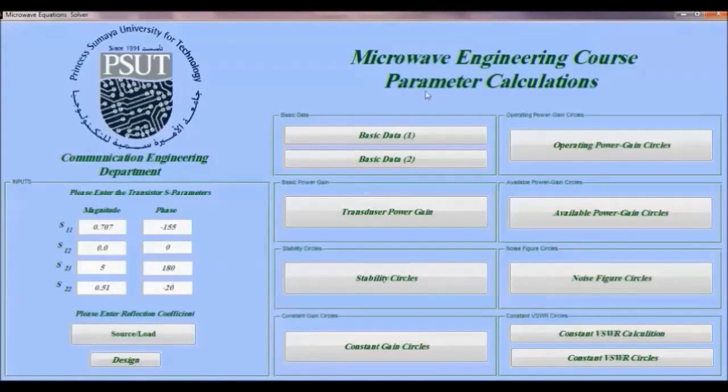Next, open microwave equation solver and put in the S parameters given in the question. After we finish putting the S parameters, we go and click on basic data 1. A new tab will appear and we will get delta and k.